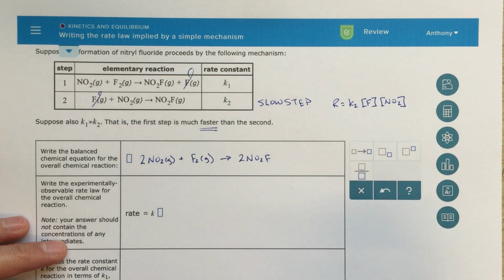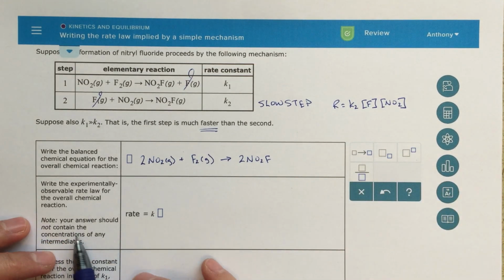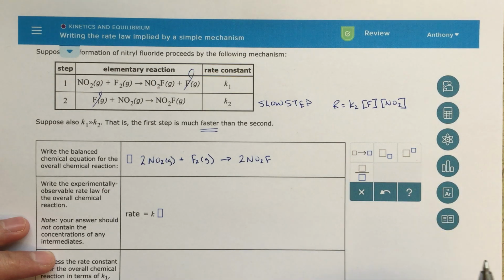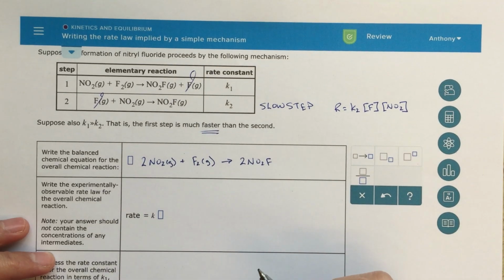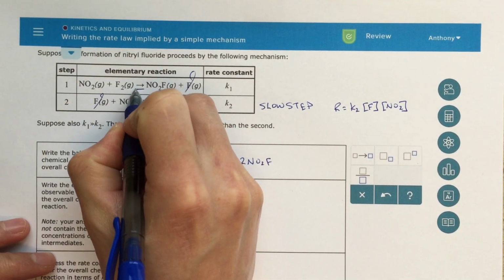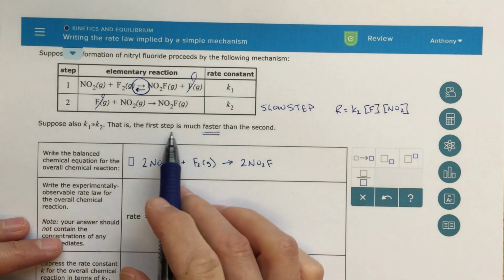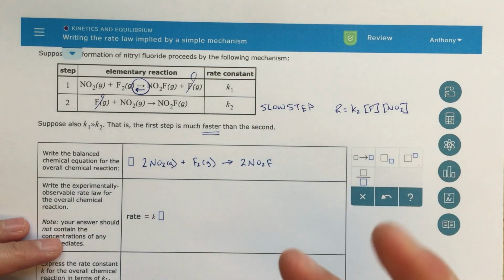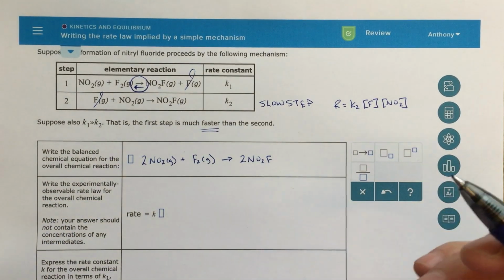Now the problem with that for this type of problem is that we have an intermediate in our slow step, and this tells us it should not contain any intermediates. So we need to deal with that somehow. We need to get rid of that. And the way that we're going to get rid of that is we're going to use this information from the first step. And one thing I don't like about this problem is that this first step should really be shown as an equilibrium. If the first step is a fast step, that usually means that it's a fast equilibrium, and that's a key bit of information to solving this problem that's not really given to you. So I don't really like that aspect, but let's go ahead and continue.